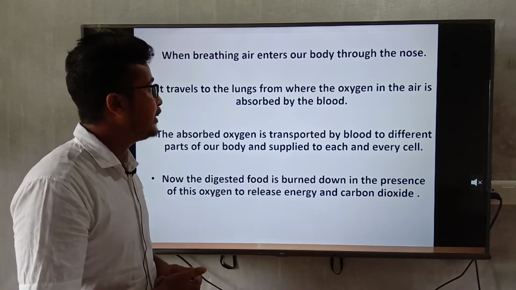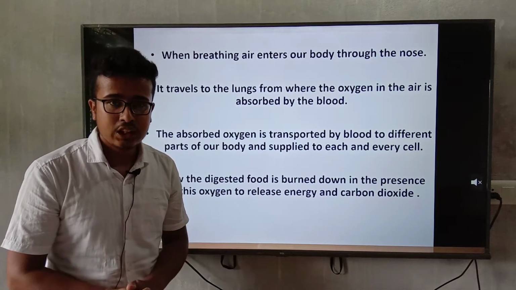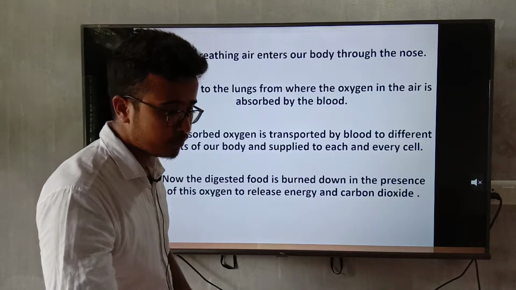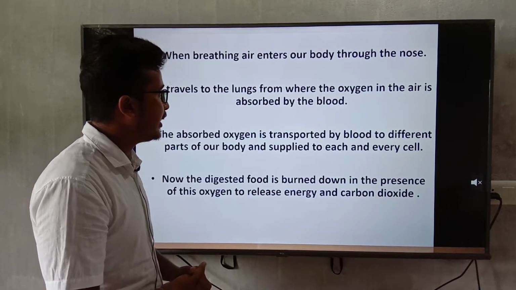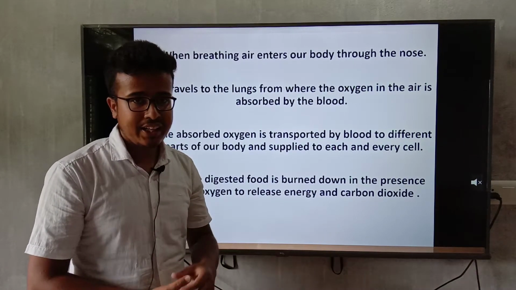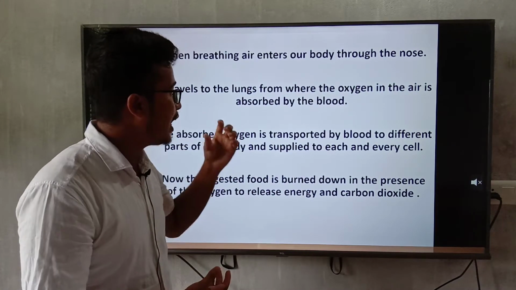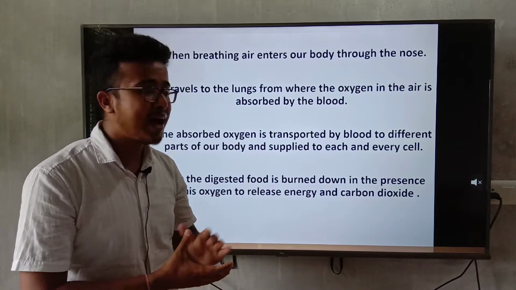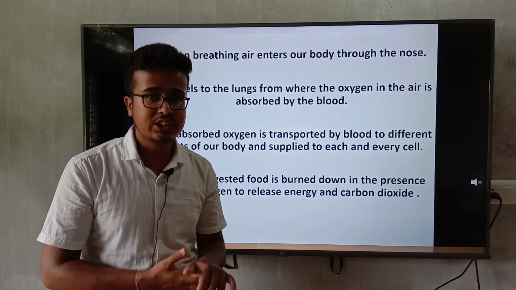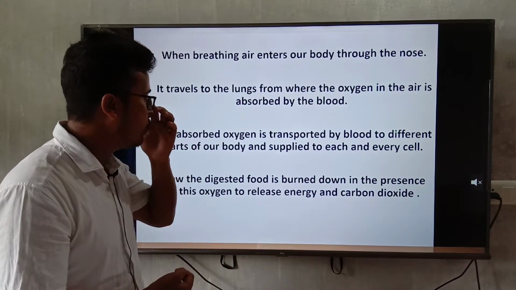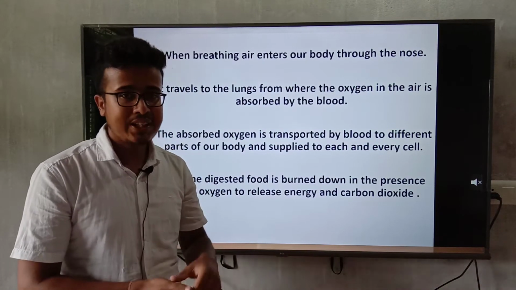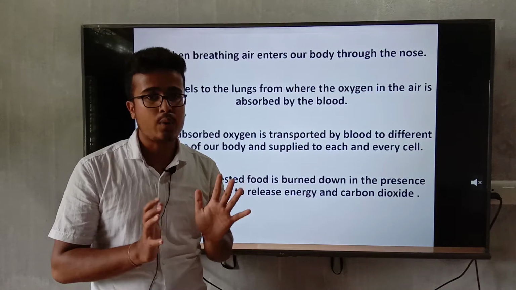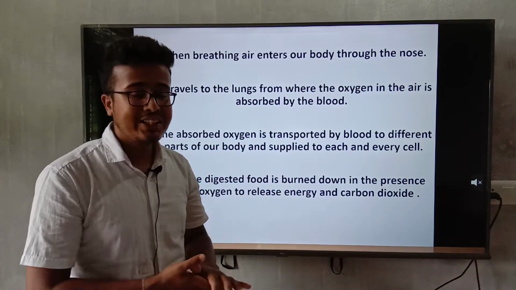Now, when breathing, air enters our body through the nose. You can see these pictures: from the nose the air enters and travels to the lungs, from where the oxygen in the air is absorbed by the blood. Our blood absorbs that oxygen. After that, the absorbed oxygen is transported by the blood to different parts of our body and supplied to each and every cell.